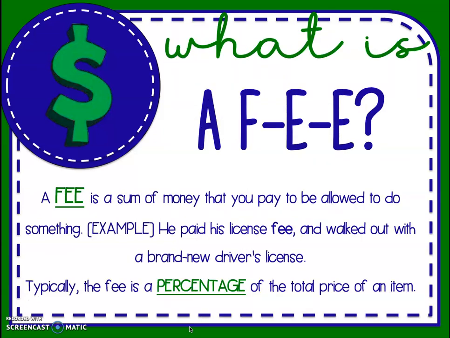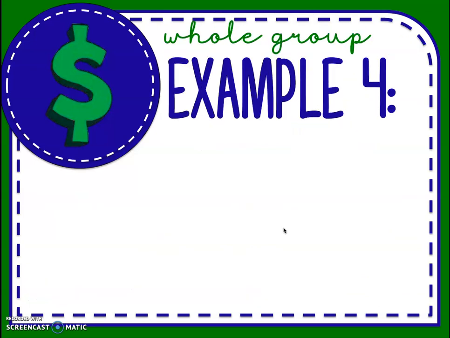Okay, so let's ask ourselves, what is a fee? A fee is a sum of money that you pay to be allowed to do something. For example, when you get your license, you have to pay a fee. Typically the fee is a percentage of the total price of an item. So let's look at some examples.